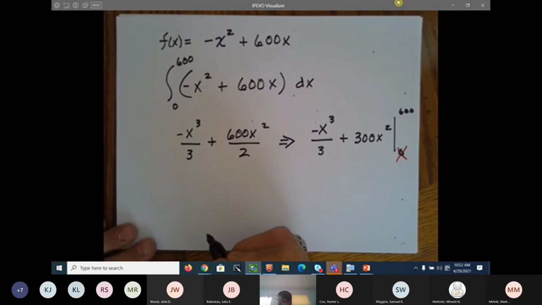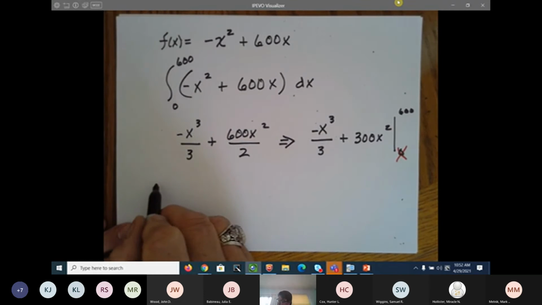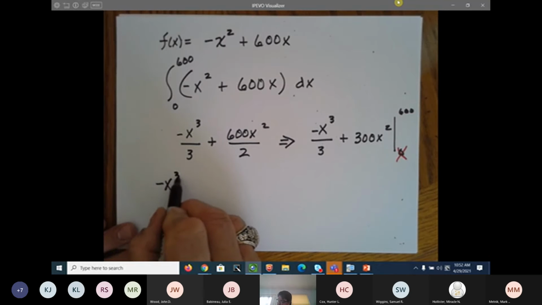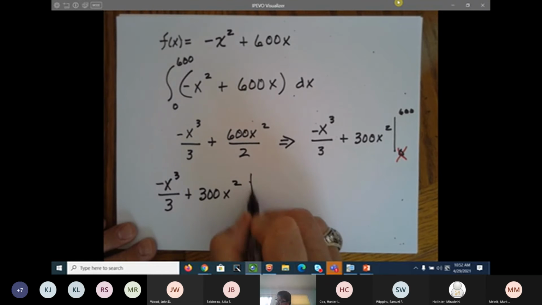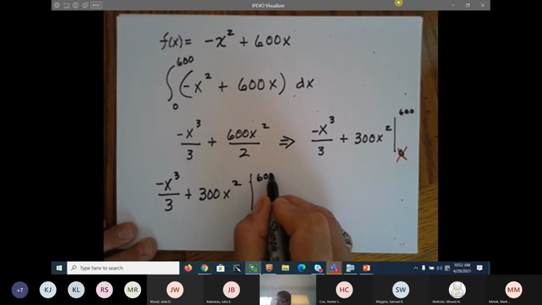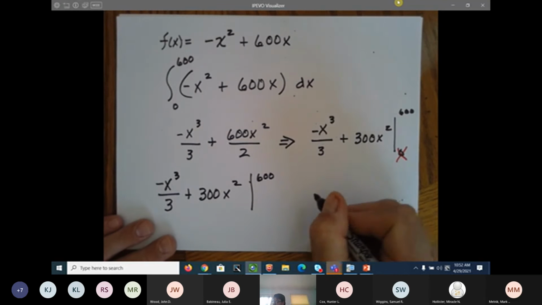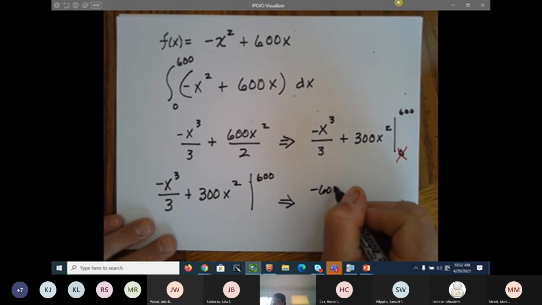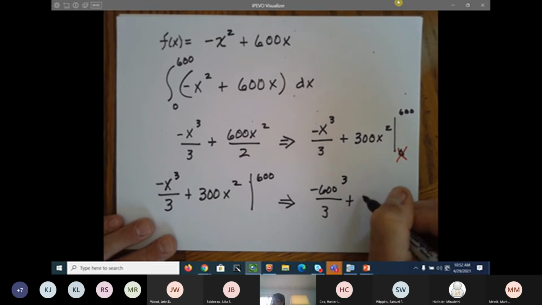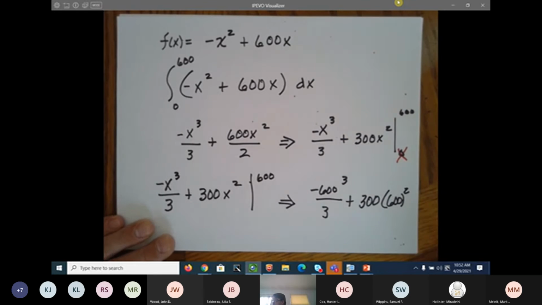All right. So I'm going to do negative x cubed over 3 plus 300x squared evaluated at 600. So that's going to be negative 600 cubed over 3 plus 300 times 600 squared.